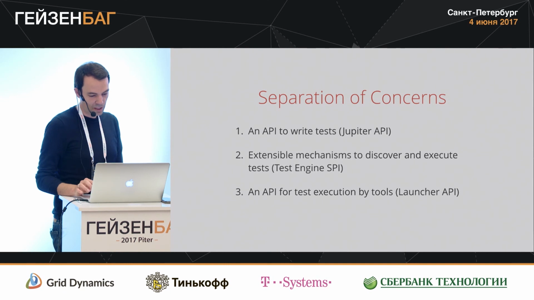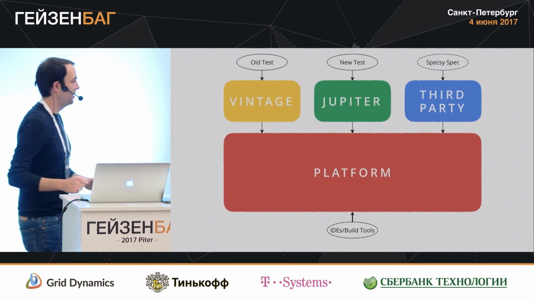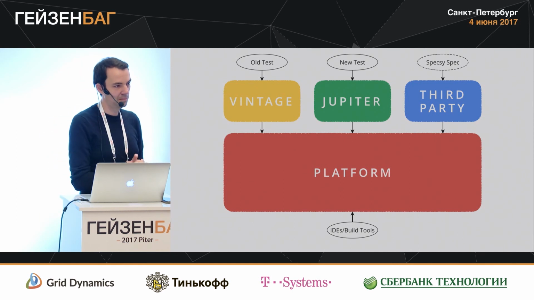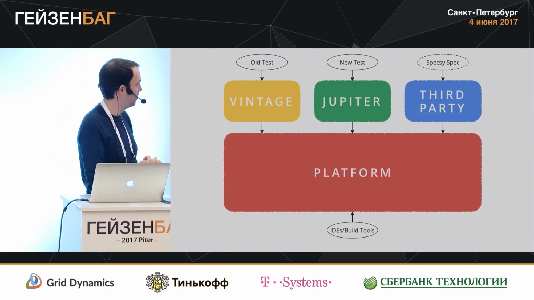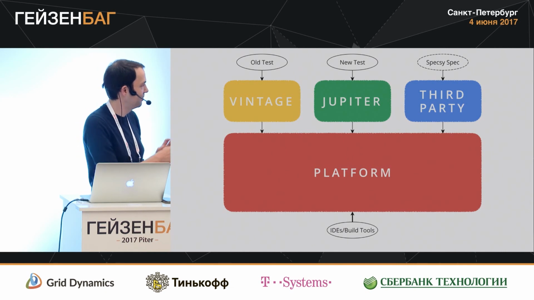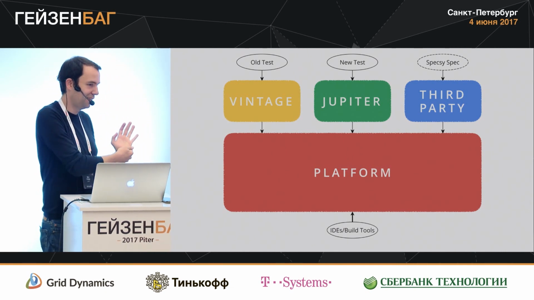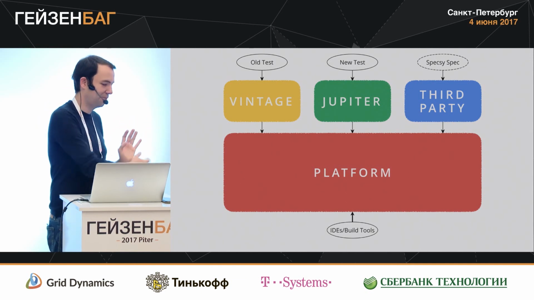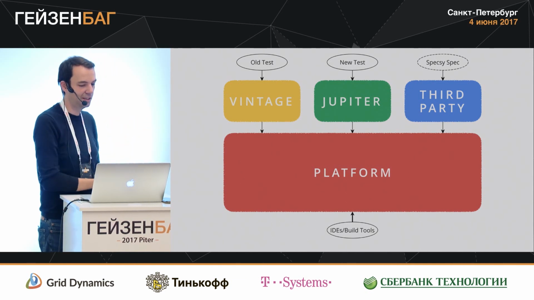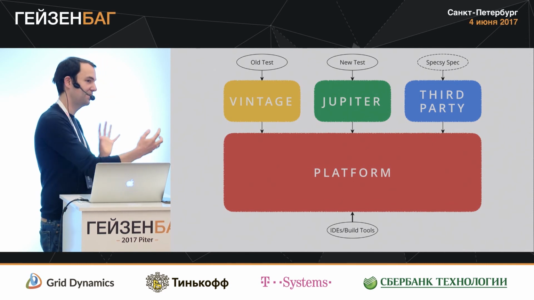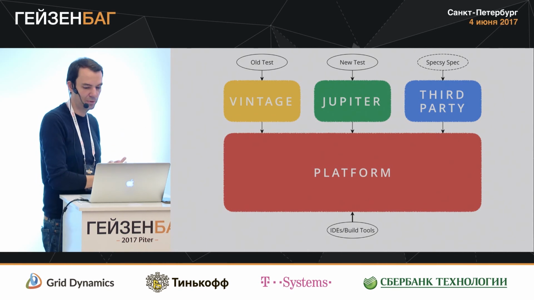So this is what it looks like from a very high level. We now provide something that's called the platform. And on top of the platform, we have something that basically is a testing framework. So we have something that's called Vintage now, which represents the old JUnit 4, JUnit 3 style tests. And the new tests, we already saw that, are now called Jupiter. That's the new testing framework programming model that we provide.